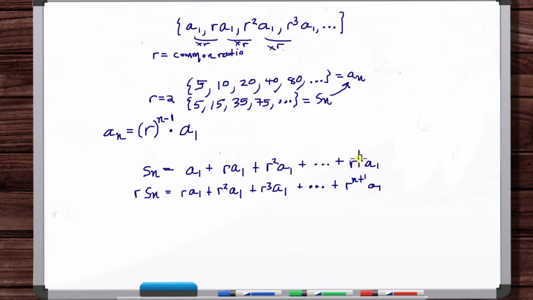This wouldn't be r to the n, because this is r to the 1 power, but this is the second term. So this is r to the n minus 1 a1.